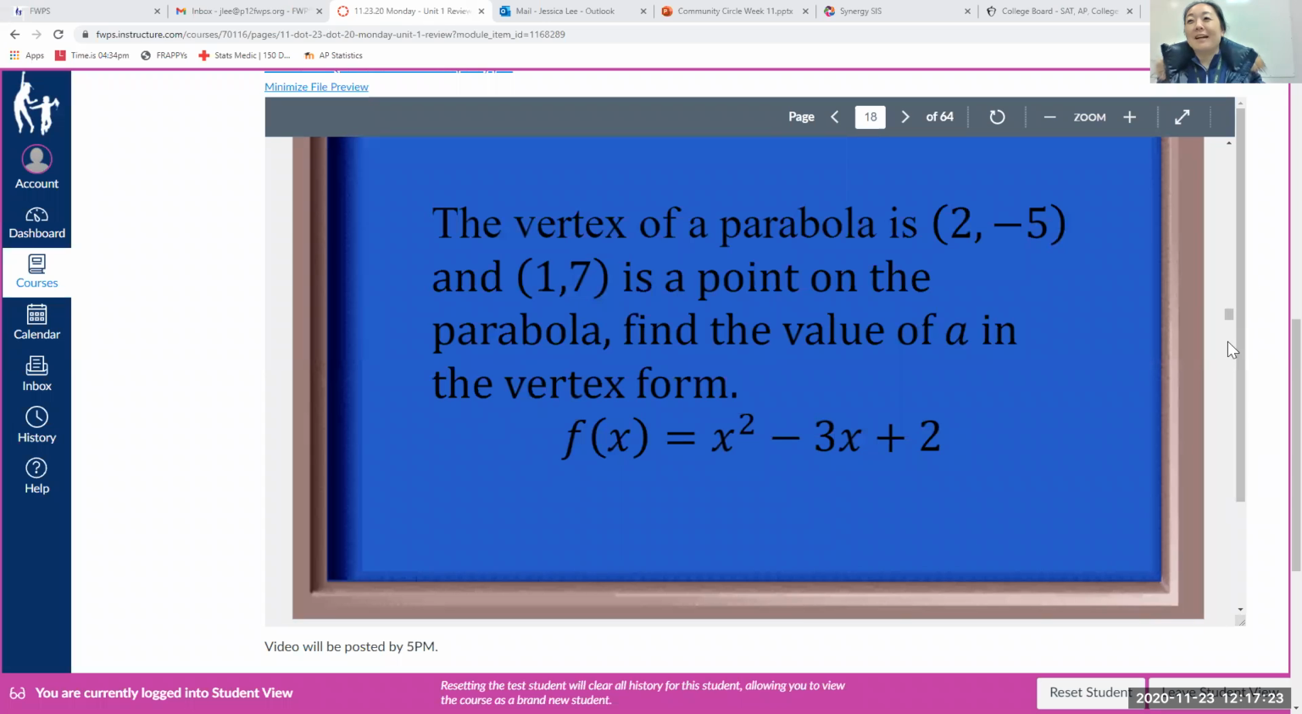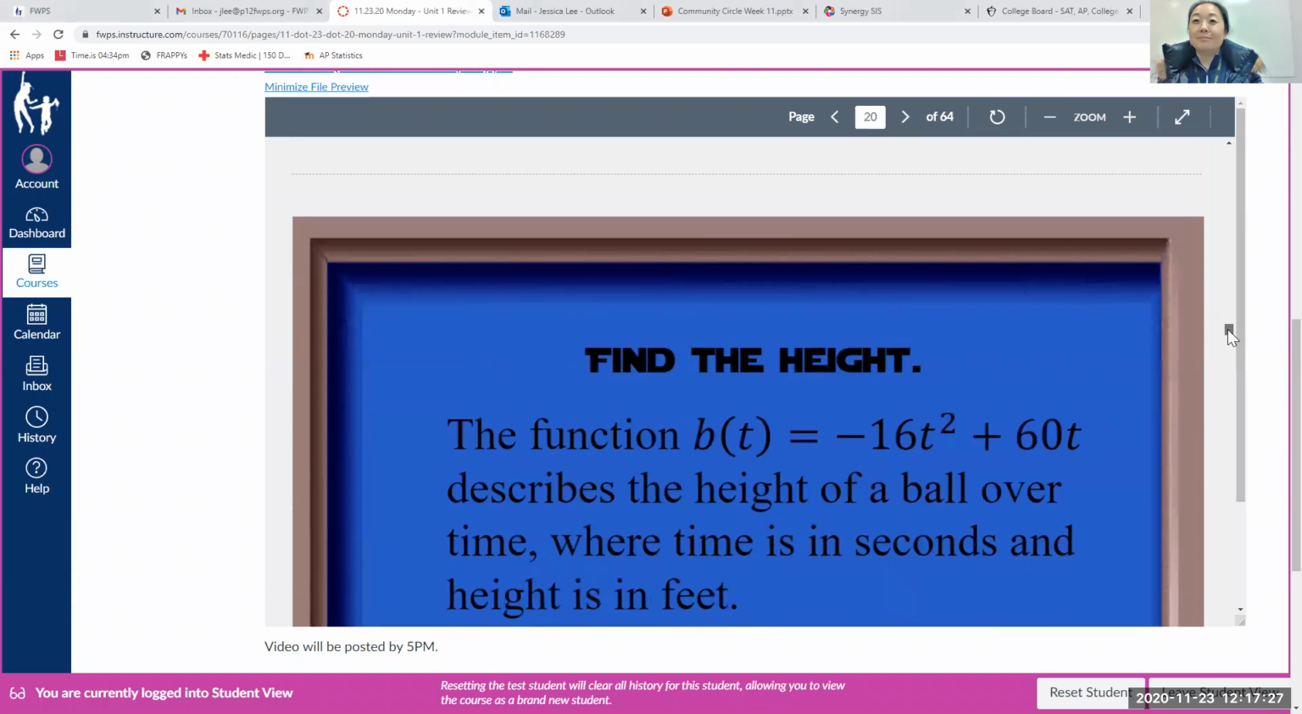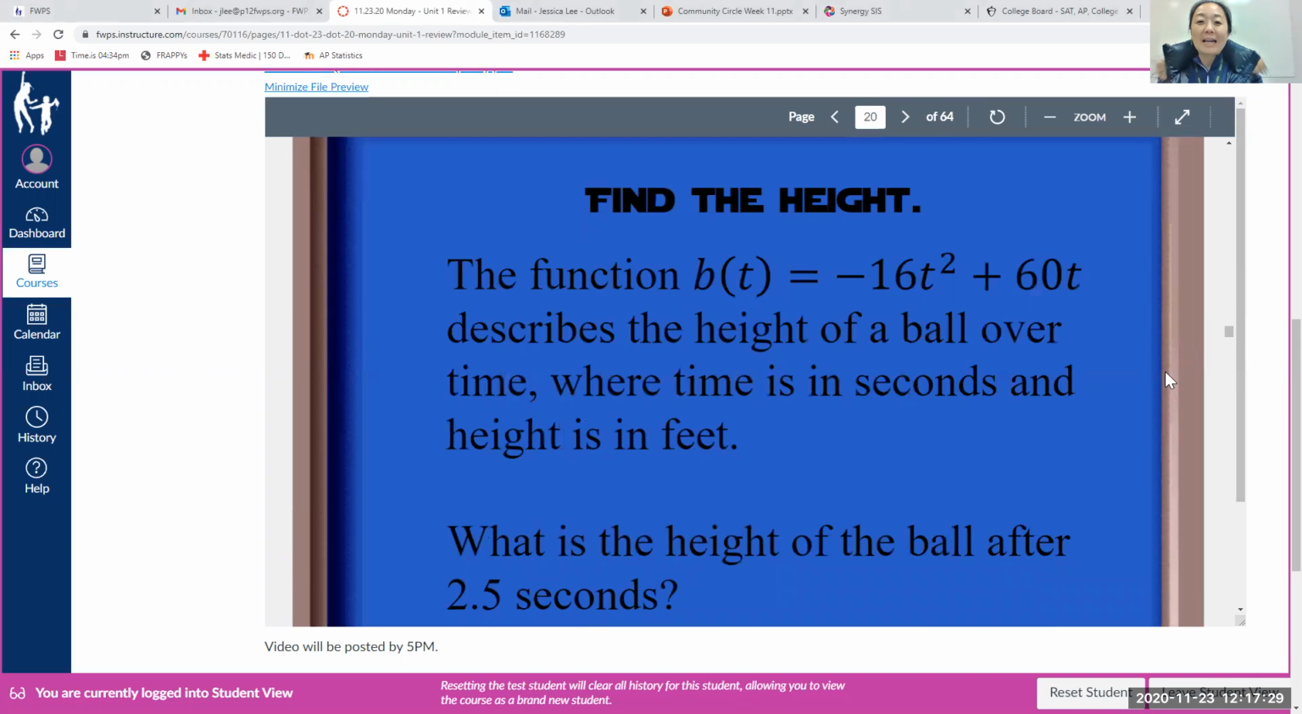Okay, so we're going to scroll down. See, a is equal to 12. Now, find the height. Okay, this is a good one. The function negative 16t squared plus 60t describes the height of a ball over time. How high does the ball go over time? What is the height of the ball after 2.5 seconds?